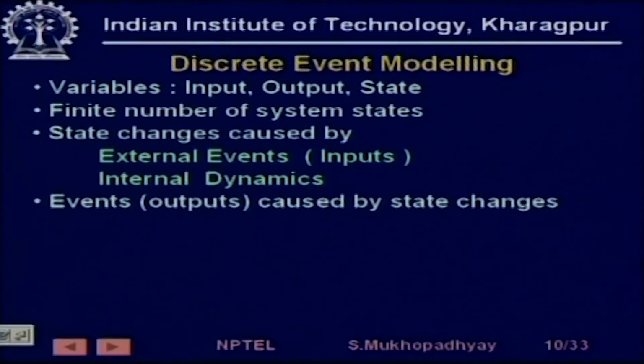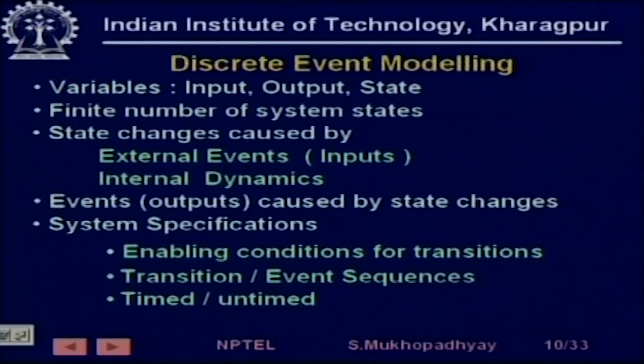Similarly, at every state there are some outputs exerted by the system. As the system goes from one state to another, the outputs also change, and these output changes are perceived in the external world and are sometimes called events. So you could have events or outputs caused by state changes.